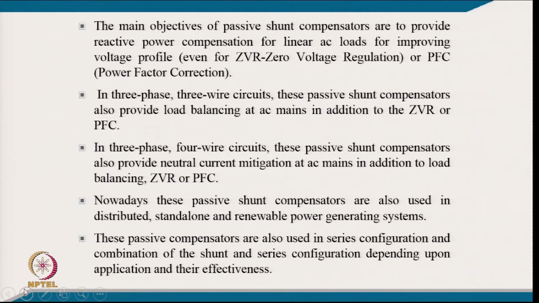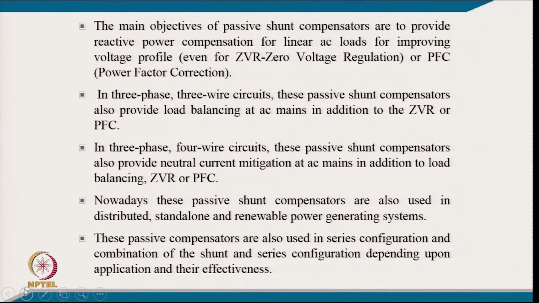In 3 phase 3 wire circuits, the 3 passive shunt compensators also provide load balancing at the AC mains, in addition to zero voltage regulation or power factor correction. In 3 phase 4 wire circuits, these passive shunt compensators also provide neutral current mitigation at the AC mains, in addition to load balancing, zero voltage regulation or power factor correction.